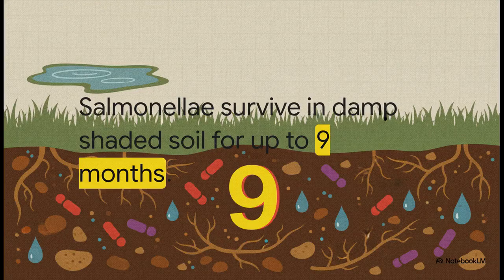And wow, is this specific subspecies tough? It's mainly transmitted when an animal ingests feces, but here's the kicker. It doesn't just vanish when an animal leaves the pasture. It can survive in damp, shaded soil for up to 9 months. Think about that. It can literally just lie in wait in your farm's soil, in the water, or in animal feed for the better part of a year, acting as this constant, hidden environmental reservoir.